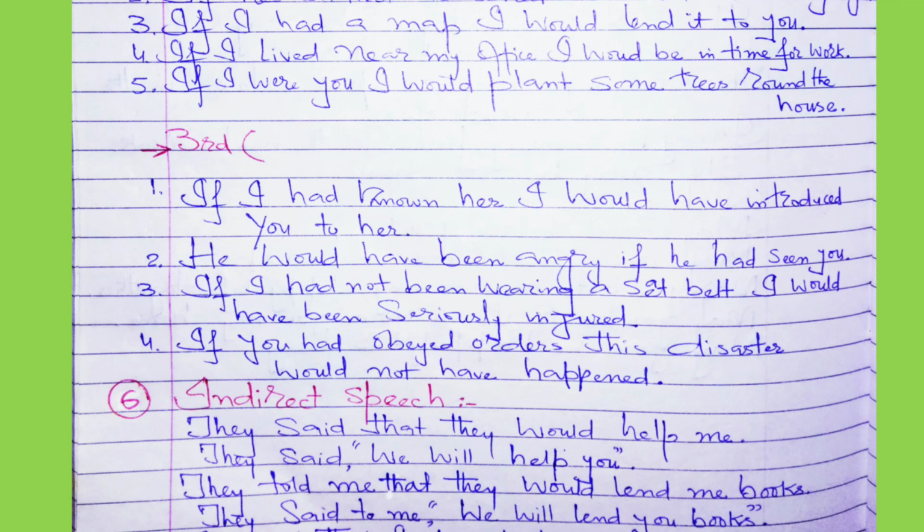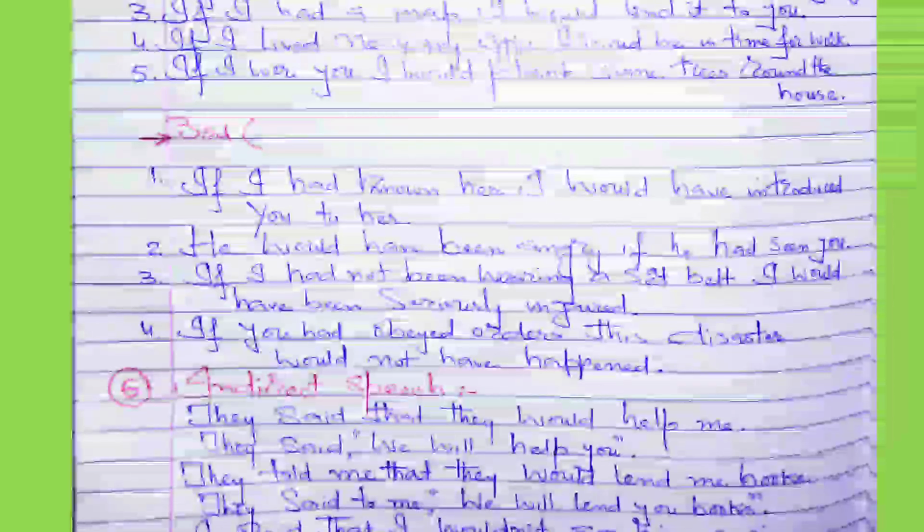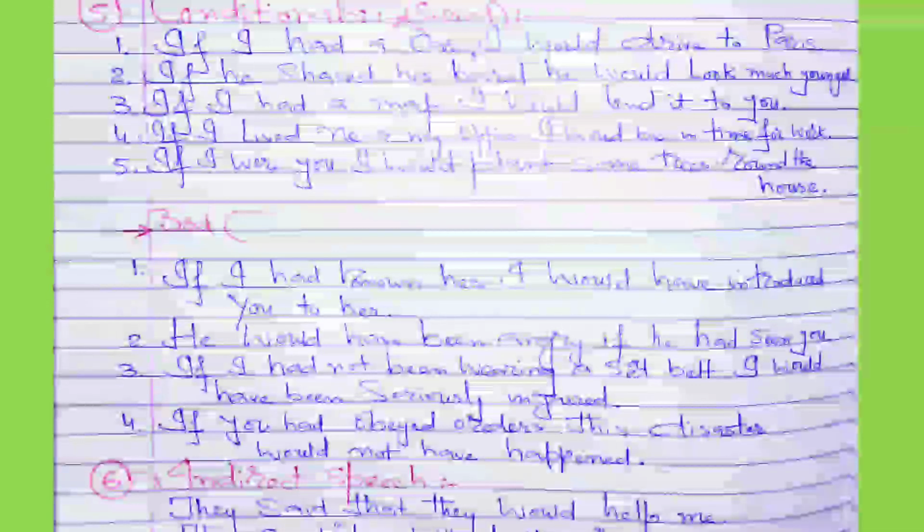If I had not been wearing a seat belt, I would have been seriously injured. But I had this belt, so I was not seriously injured. If you had obeyed orders, this disaster would not have happened. But you had not obeyed those orders, and so that disaster happened. In second conditional and third conditional sentences, clauses, we use would for them.